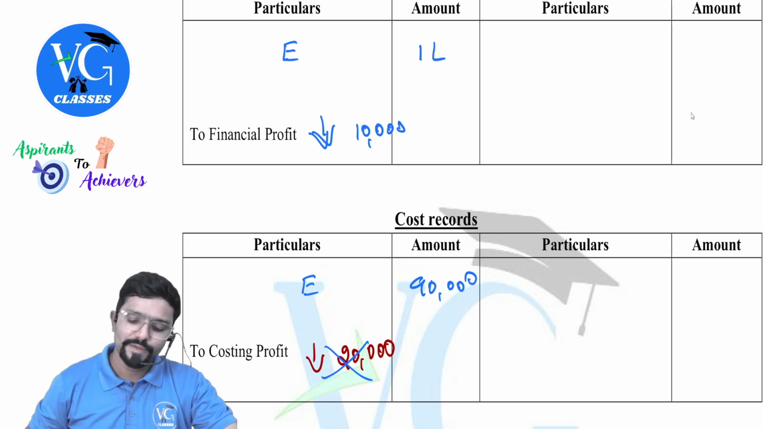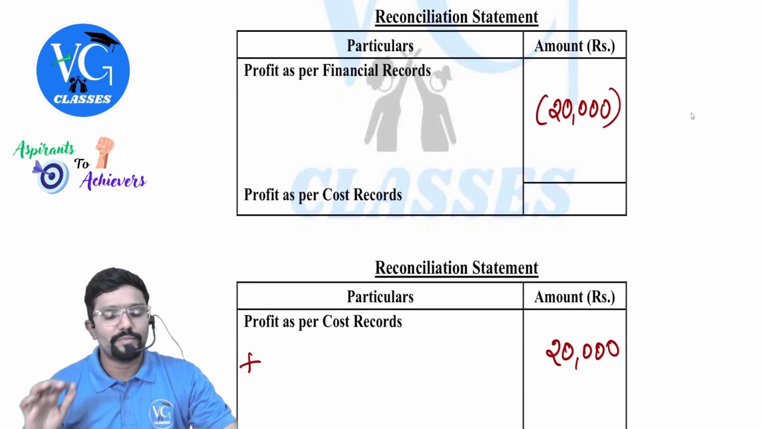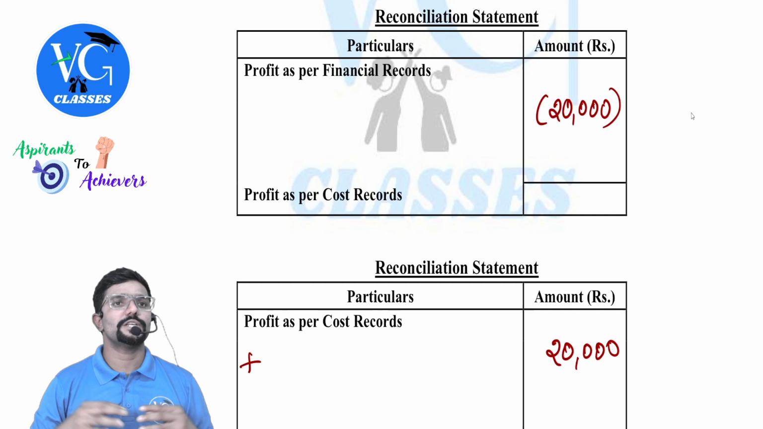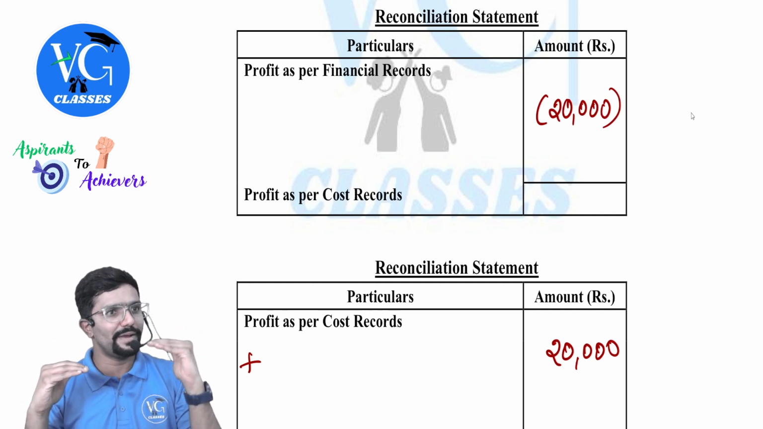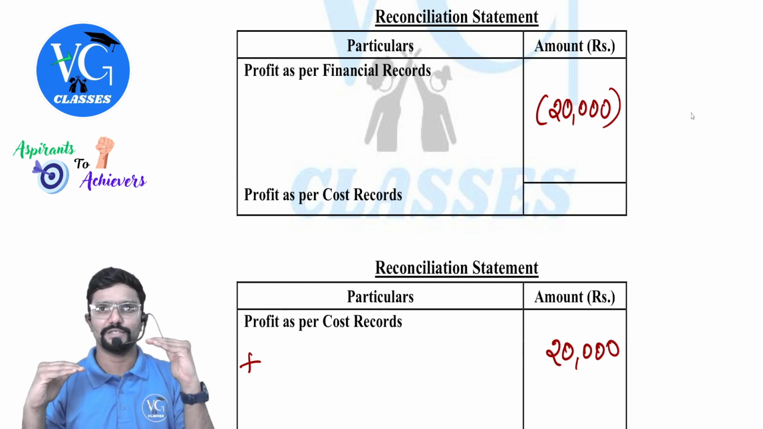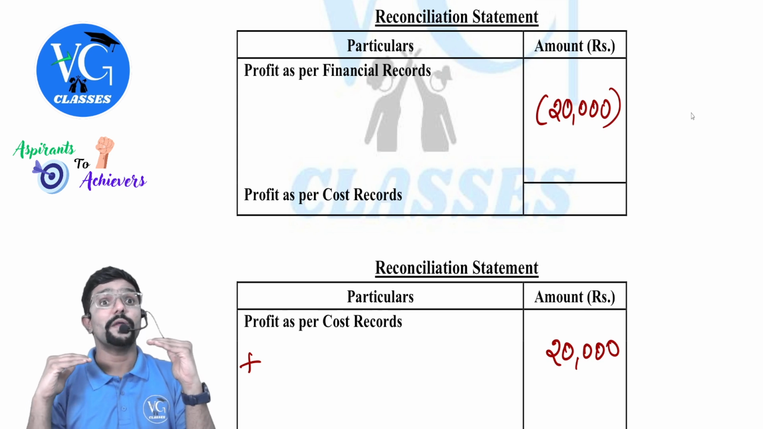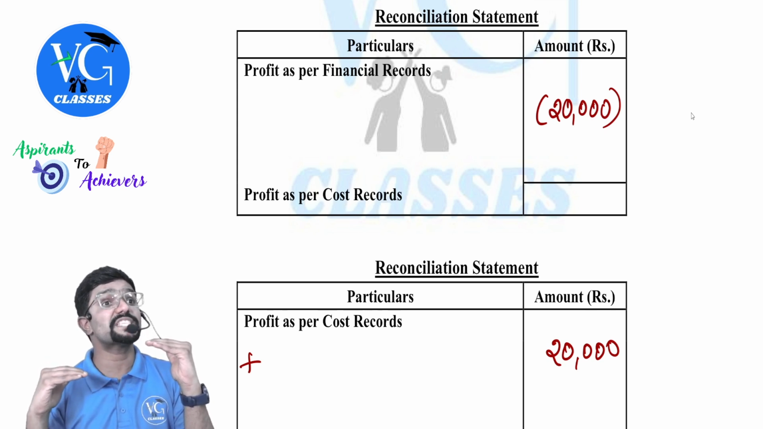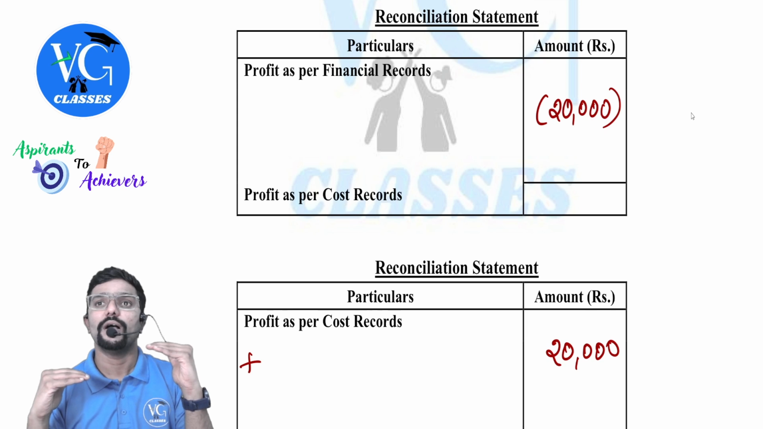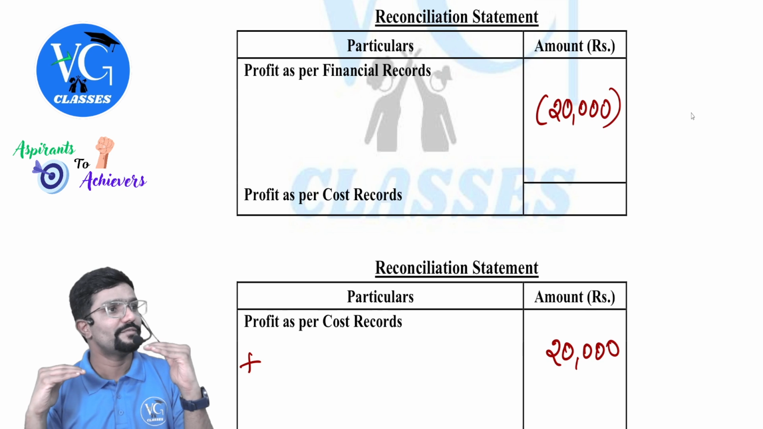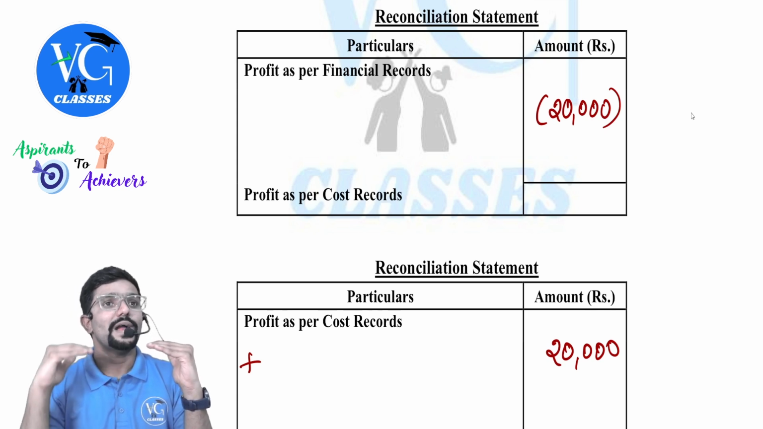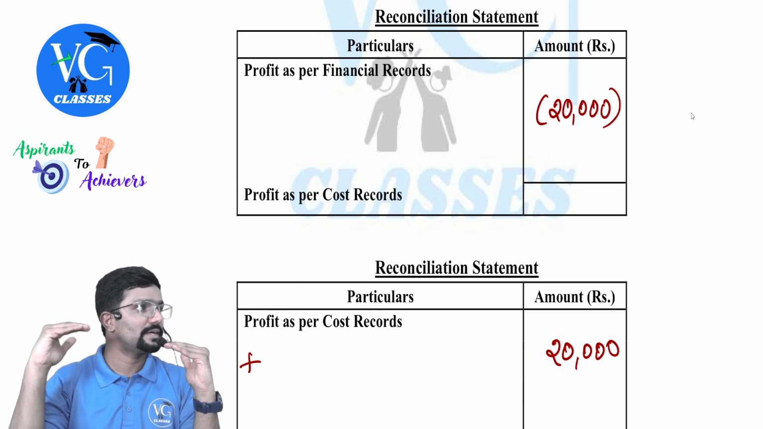Okay, now what do we do? Come to financial profit. Now we are starting with financial profit. Financial profit has come down by 1 lakh, whereas costing profit has come down by only 90, a difference of 10,000. So my financial profit has already gone down by an excess of 10,000. Any adjustment now, for which one will I make it? Financial profit. So what should I do? Add 10,000.